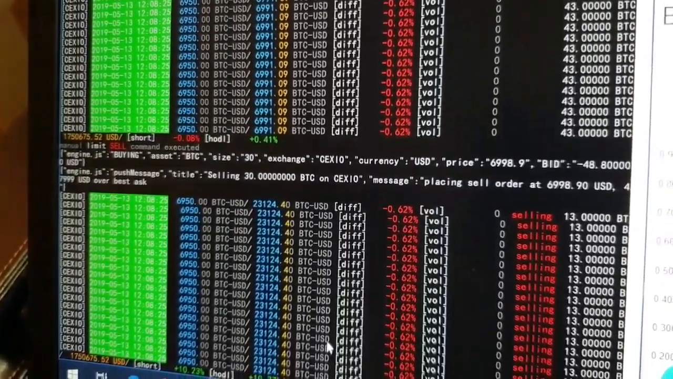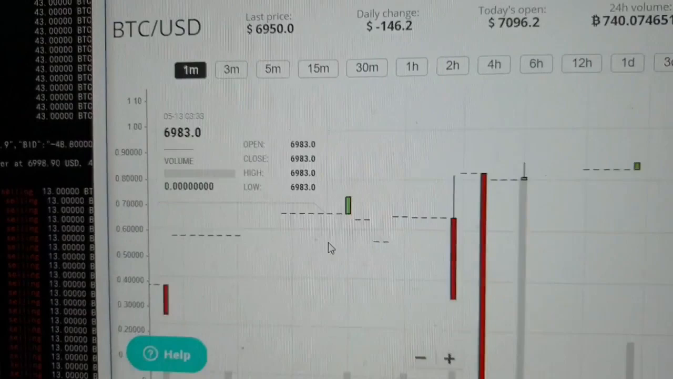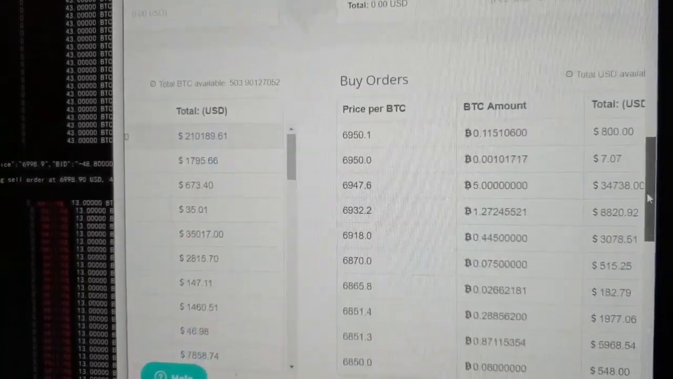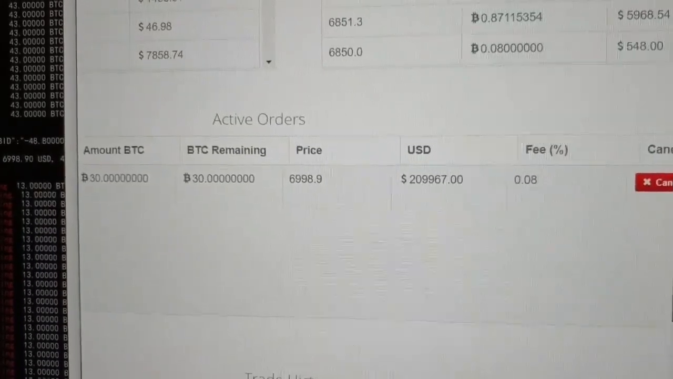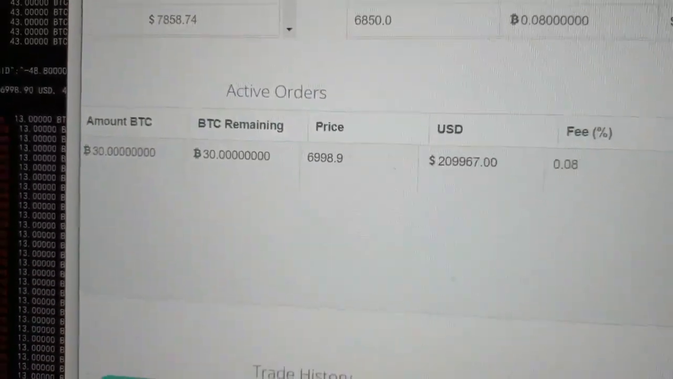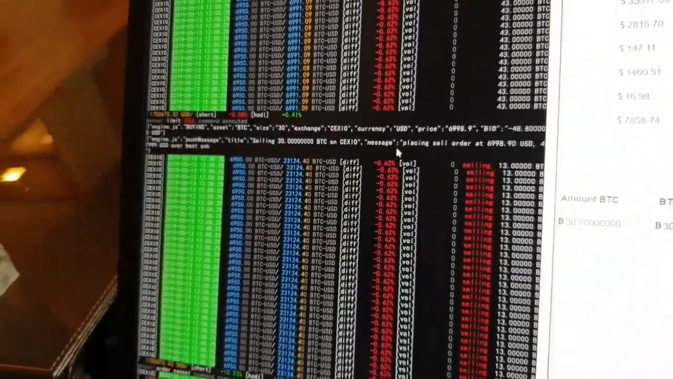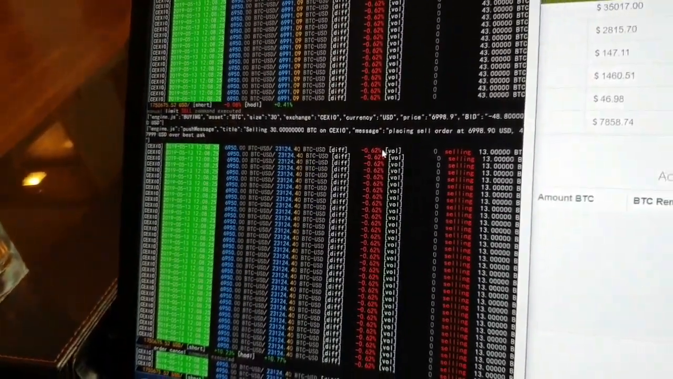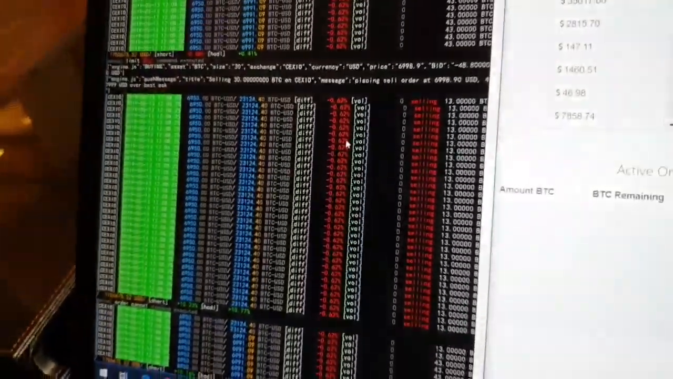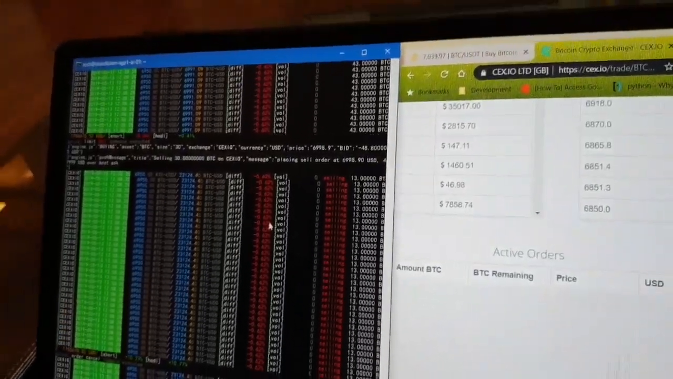It's trying to sell 30, and let's look at CEX, the order book. It's trying to sell 30 BTCs. Let's see if I cancel it from here. You see the active order is gone. Wow, which means you pushed a button here. Yeah, but normally this will be going by itself.